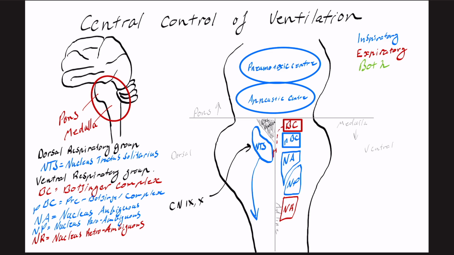In regards to their tracts, the Botzinger complex crosses the midline, so contralateral, and it inhibits the inspiratory neurons of the nucleus tractus solitarius and the pathways descending down. The nucleus ambiguus is ipsilateral, so its tracts run on the same side, and the nucleus paraambiguus crosses the midline, and so does the nucleus retroambiguus as well. Your ventral respiratory group can also be broken up into a rostral and caudal portion, with the rostral portion being your nucleus ambiguus and the caudal portion being nucleus paraambiguus and nucleus retroambiguus.